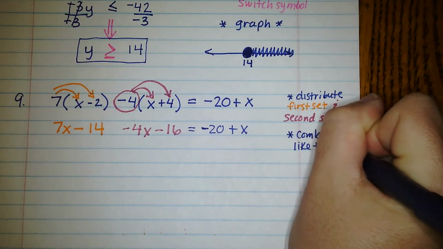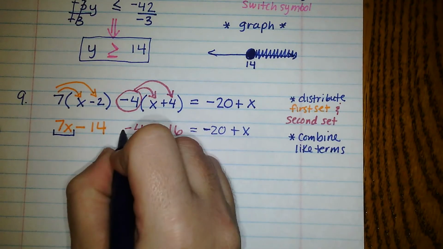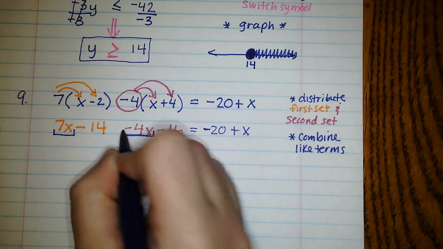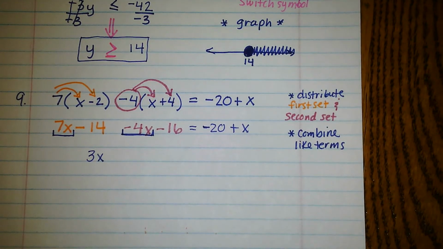And that's on the same side of equals. So I'm going to combine the 7x and the minus 4x. I'm going to add those together, 7 and negative 4, and that gives me 3x.